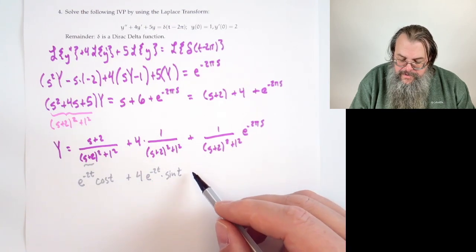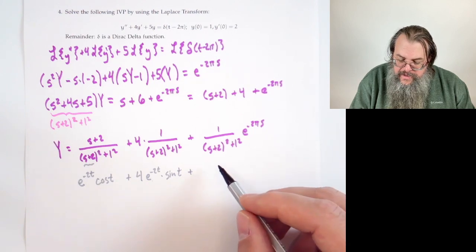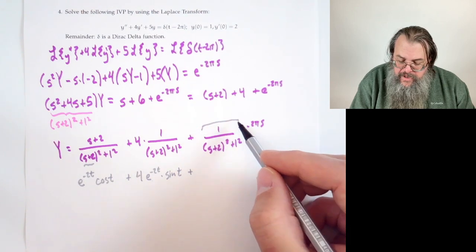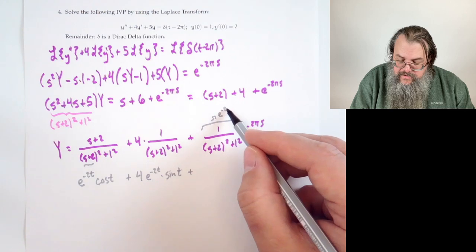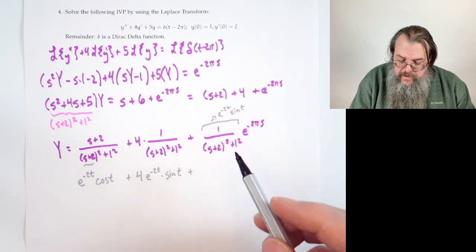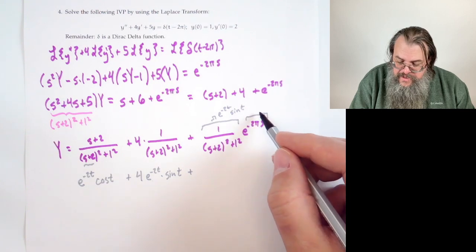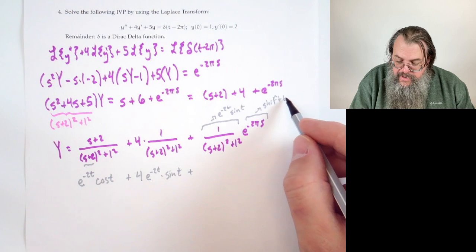And then we say, okay, well, what about this last part here? Well, here we have to be a little bit careful, right? Because this part by itself would go to e to the minus 2t sine t, because it's right there. But this says shift by 2 pi.